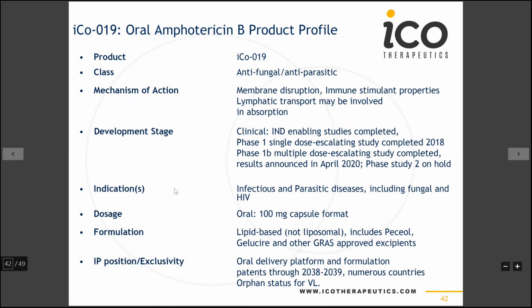And here is the product profile for our formulation. I won't go through this all again because I've already described it. But I think the main thing that's important is that it's an oral capsule that is tropically stable, that's easy to give, and has pharmacologic effect. And we have IP exclusivity for another good 17, 18 years.